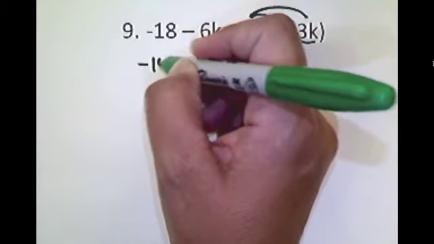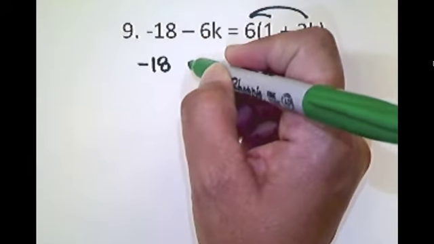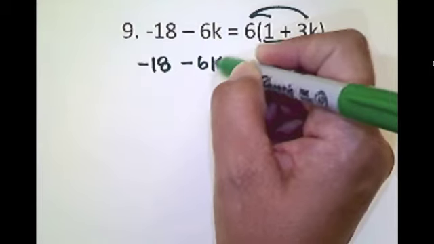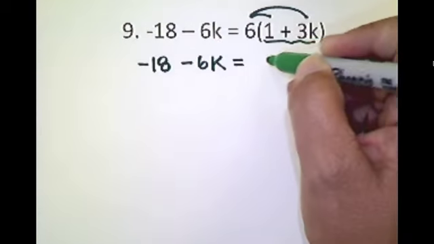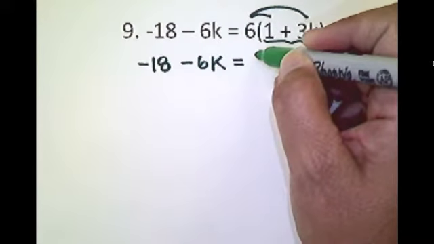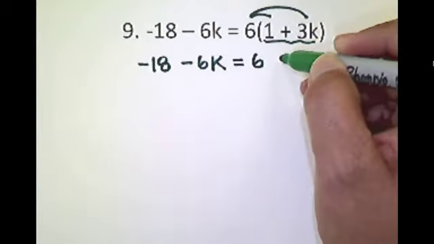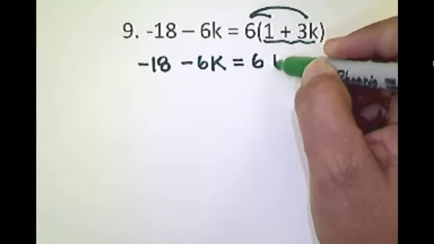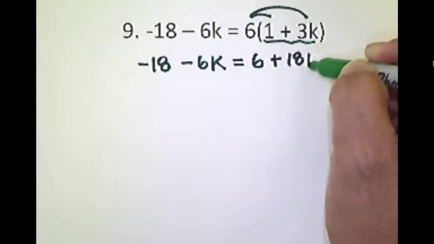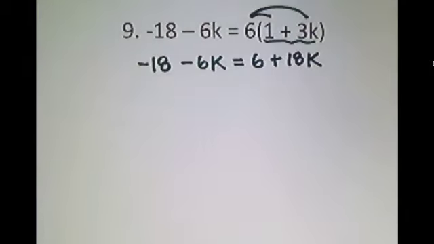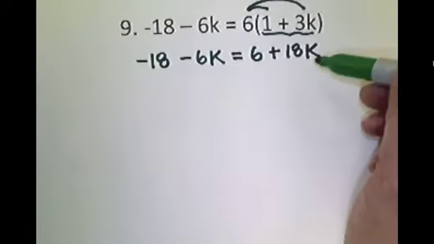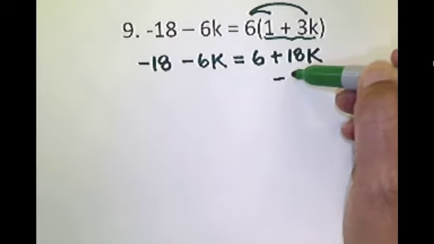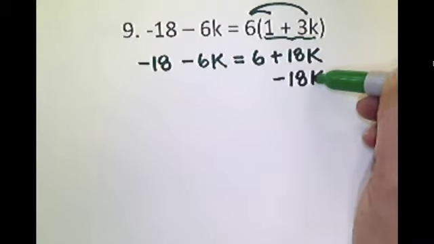So on the left side, we have negative 18 minus 6k, and that is going to equal 6 times 1 is 6. 6 times 3k is 18k. Once we've eliminated the parentheses, this looks exactly like the first two examples in this section that we did. We are going to move the 18k to the other side.